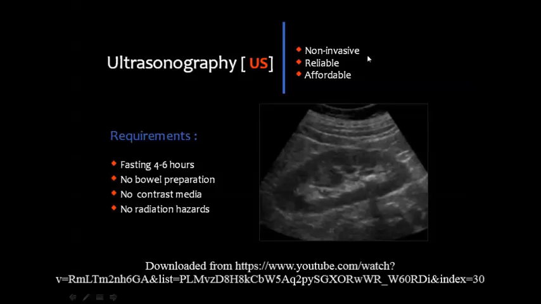The examination of the ultrasound is relatively non-invasive. It is very reliable and less expensive compared to other imaging techniques.